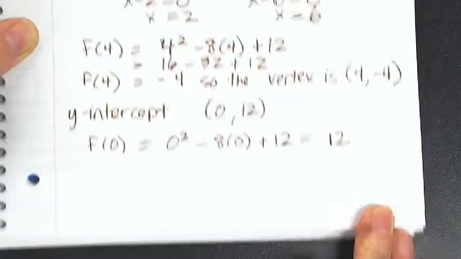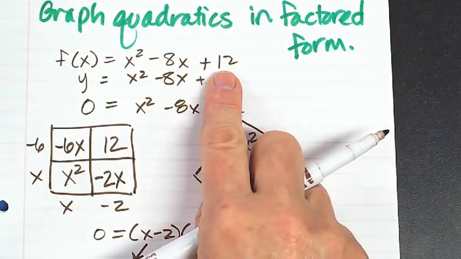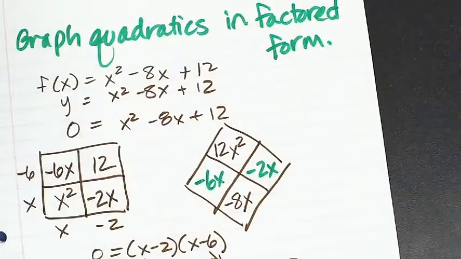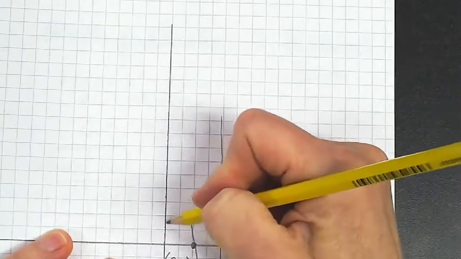And many of you noticed when we went around and looked at posters that the constant is always your y-intercept. And you can just use that to get it also. So then 0, 12 is my y-intercept.